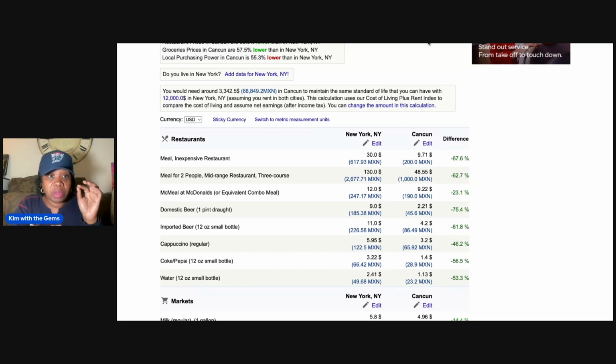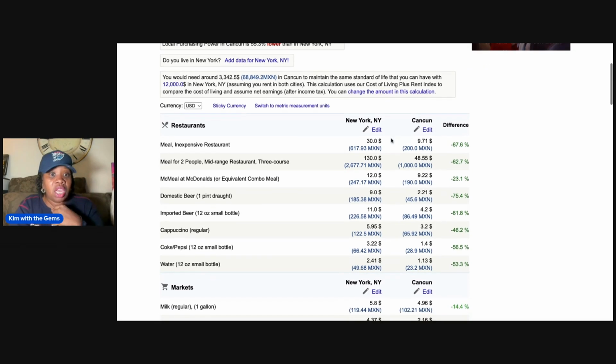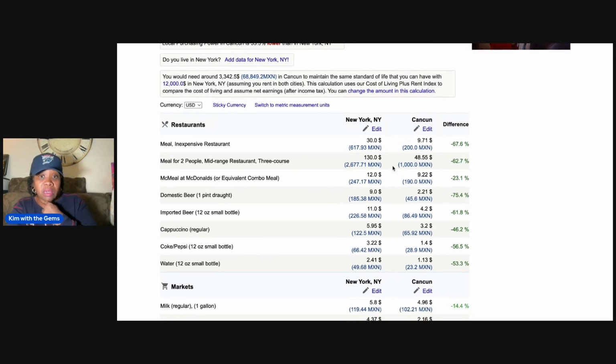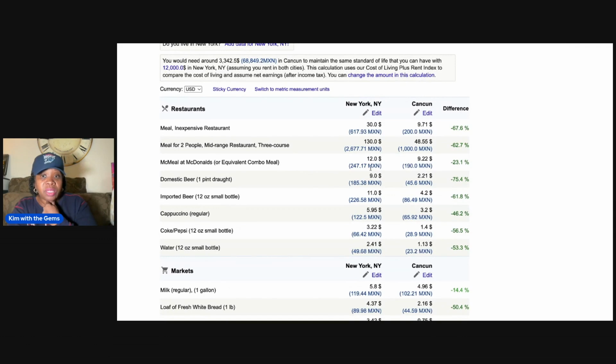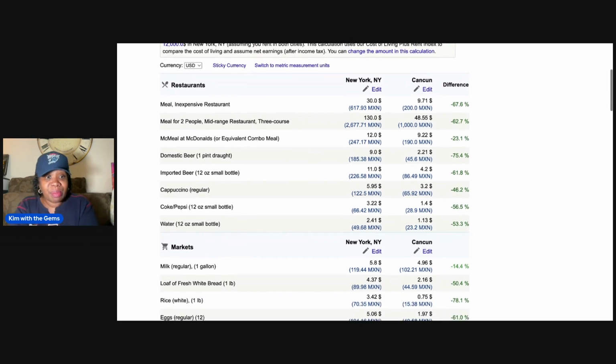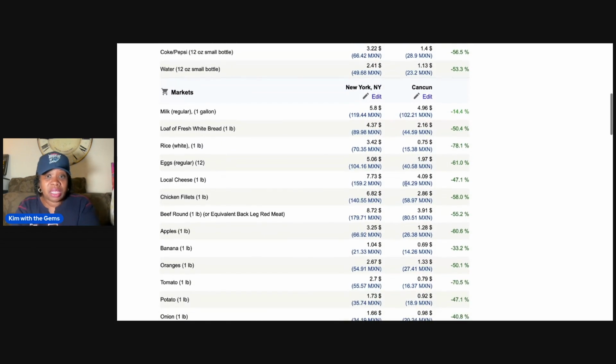So let's go on a little bit more about the cost of living. If you look at a restaurant that in New York would cost you $30, in Cancun it will cost you under 10. If you are looking at a meal at McDonald's that'll cost you $12, well, it's McDonald's, so they're going to inflate the price at any touristy area, but it's under 10. Domestic beer, a pint is $9 in New York, $2.21 in Cancun.